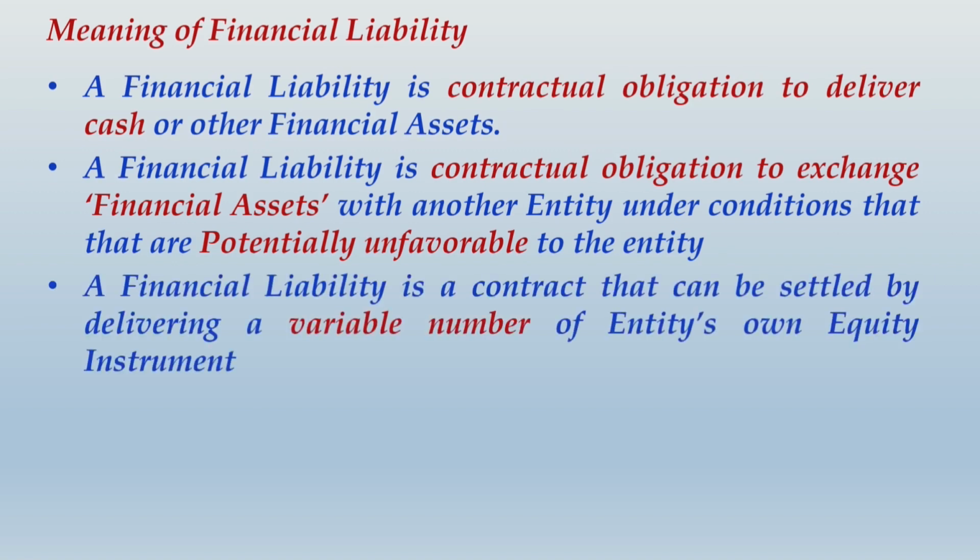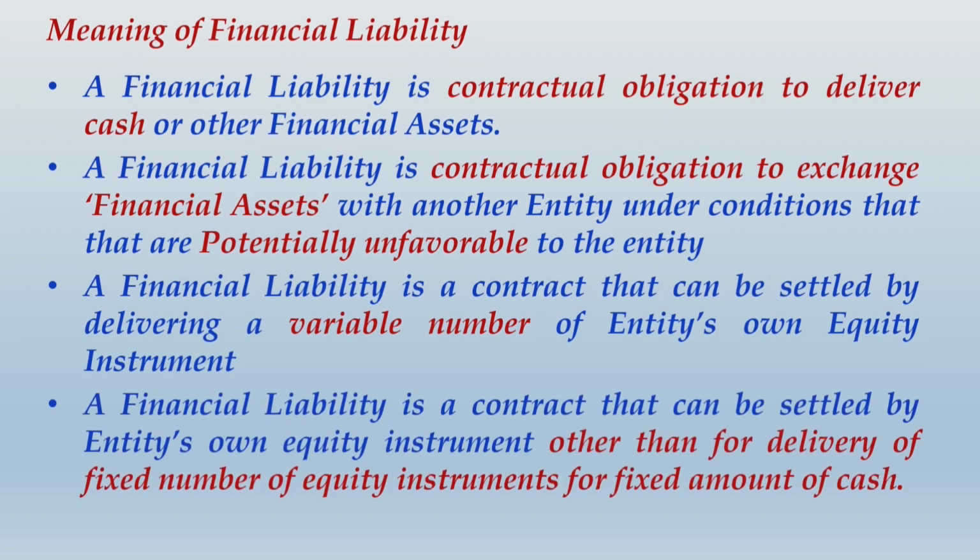A financial liability is a contract that can be settled by delivering a variable number of entities' own equity instruments. And lastly, it says a financial liability is a contract that can be settled by entities' own equity instrument other than for delivery of fixed number of equity instruments for fixed amount of cash.